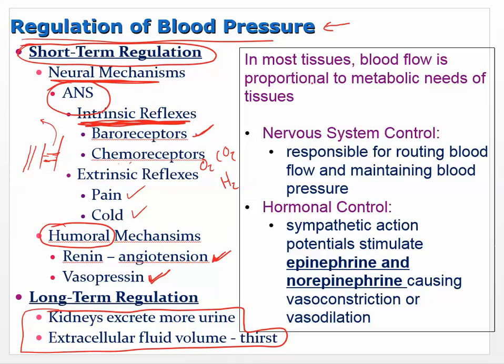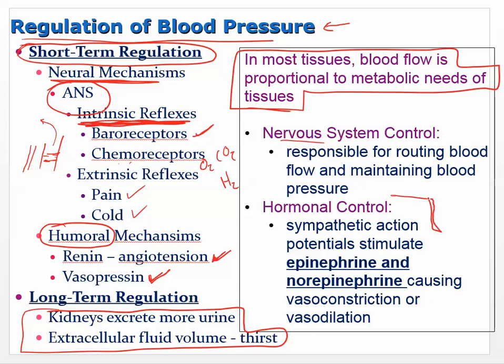So in most tissues, blood flow is proportional to the metabolic needs of the tissues. I hope that makes sense. That means that the more stuff your cells need, the more blood they're going to expect, okay? And that's going to be controlled by the cardiovascular system, which is going to ultimately provide that blood. Okay, so nervous system control, again, is responsible for routing blood flow and maintaining blood pressure.